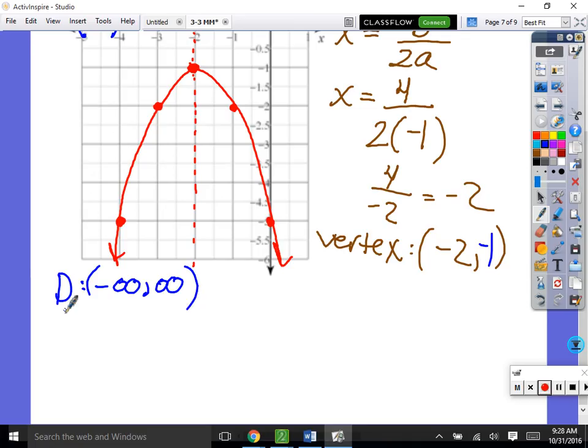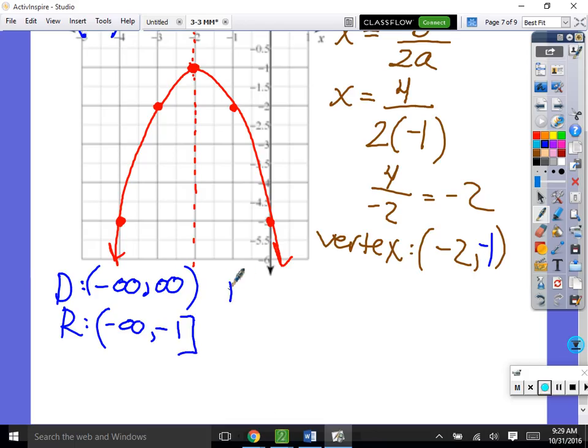Our range is where people get lost. Range is the lowest y value to the highest y value on the graph. Isn't my lowest y value -infinity? And then where's the lowest y value that stops? At y equals -1, correct? Parenthesis, -1 gets a bracket because it includes -1. So do you see -1 to -infinity? It makes sense for range.